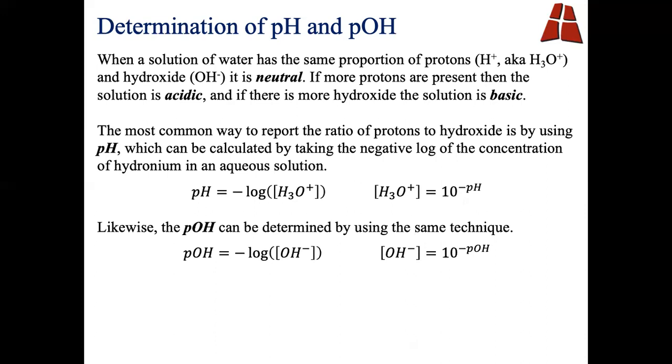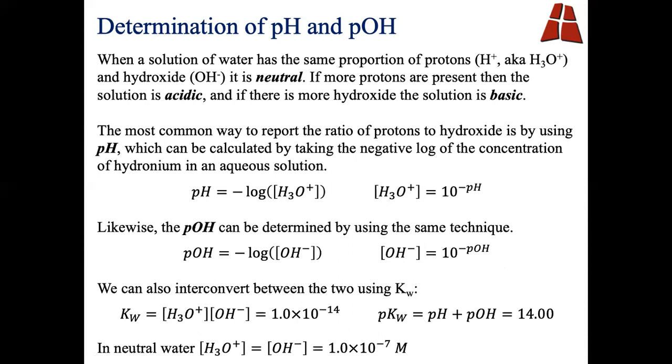Likewise, we can also calculate the pOH. Again, that p function just means take the negative log of the concentration of OH or hydroxide, and it's the same process to undo that p function.